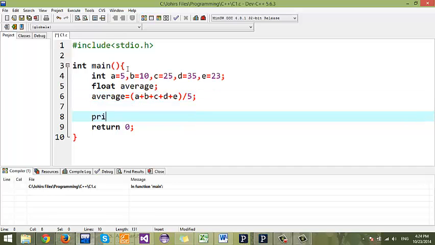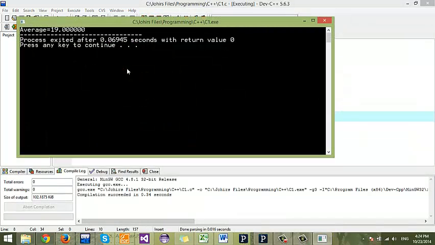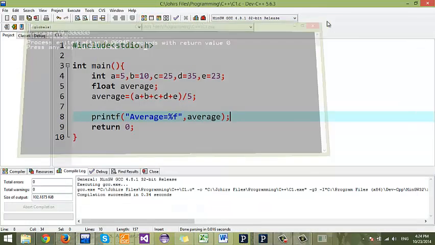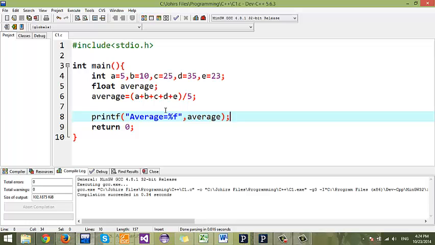Okay, average equal to, what's the placeholder, percentage f, average. Okay, the result is 19. Have we missed something? Probably the decimal part after the dot is not showing.